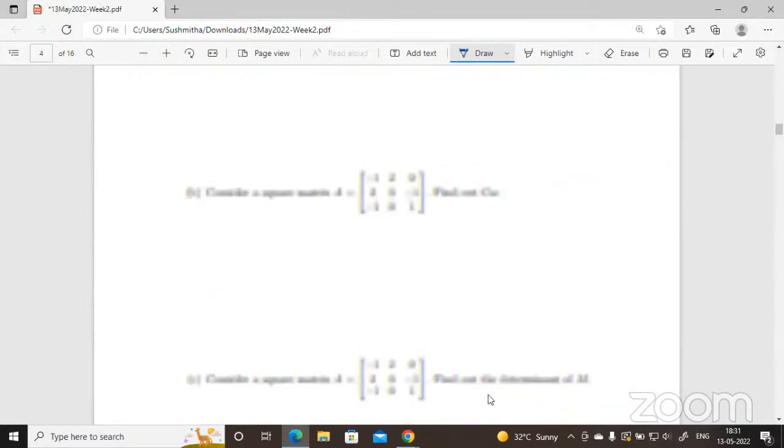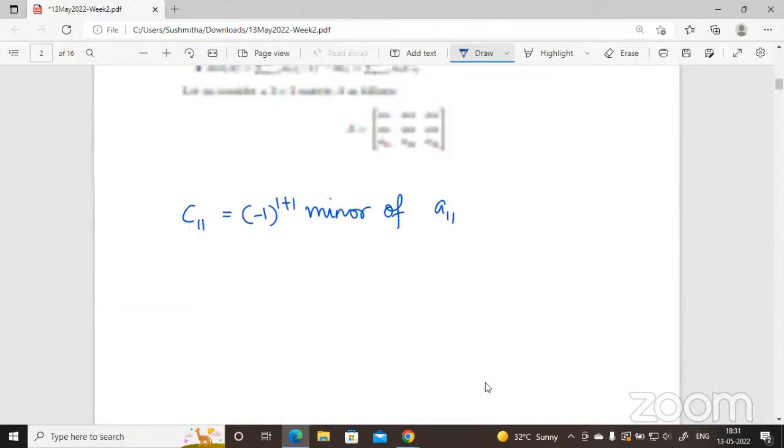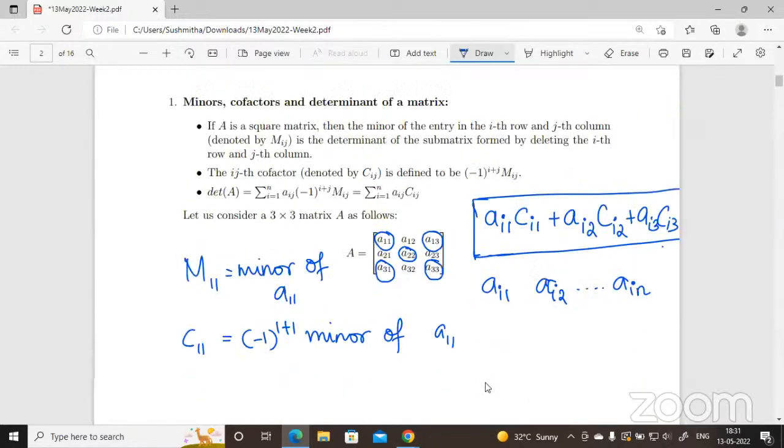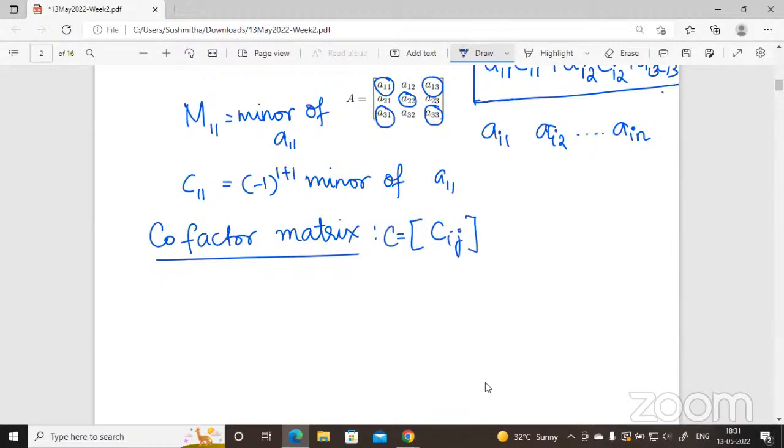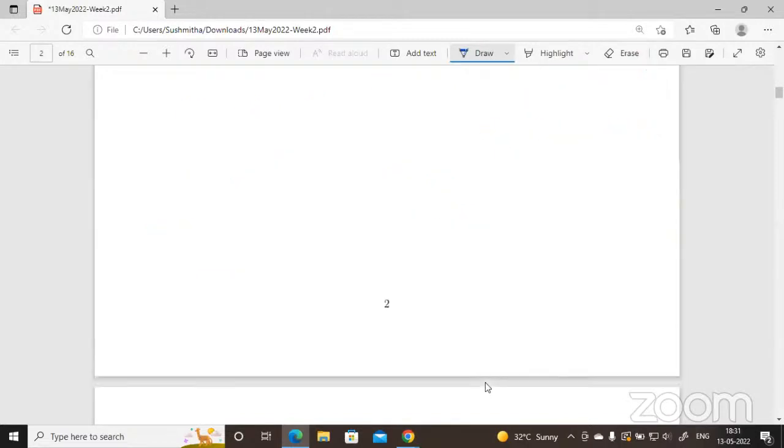Okay. What is the cofactor matrix? Minor with sign. The cofactor matrix is the matrix whose entries are the cofactors of each entry of the matrix, right? Yes, ma'am.